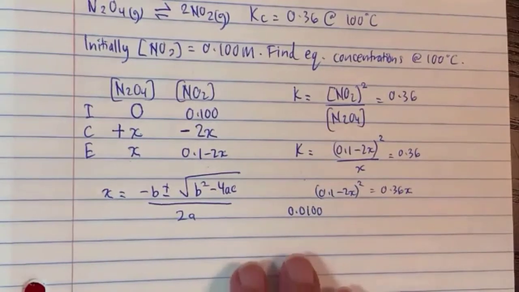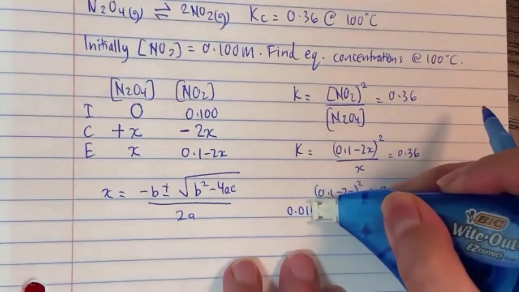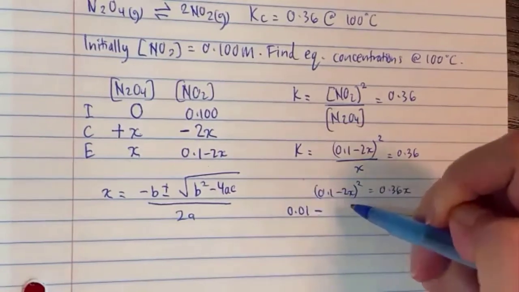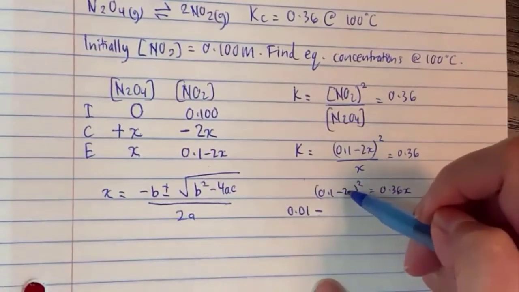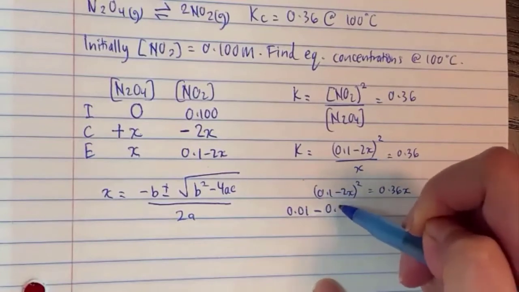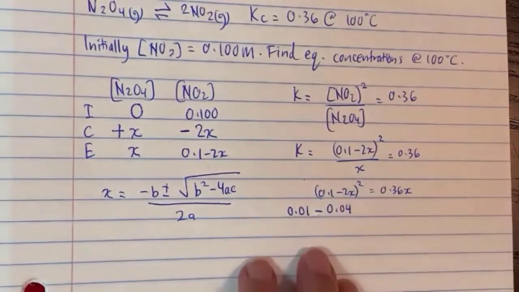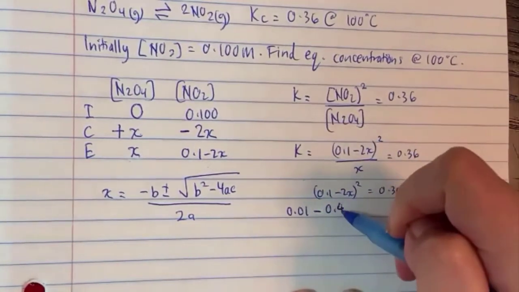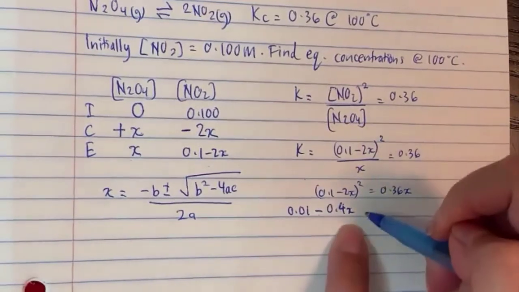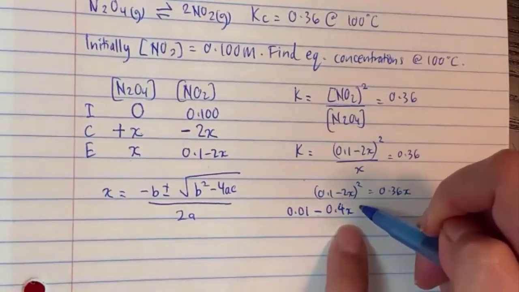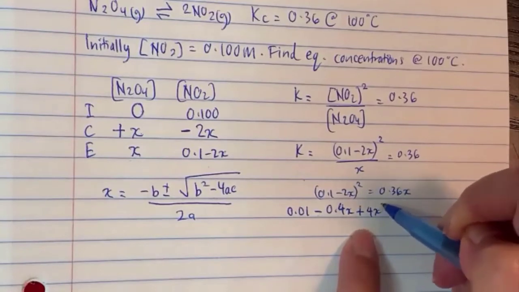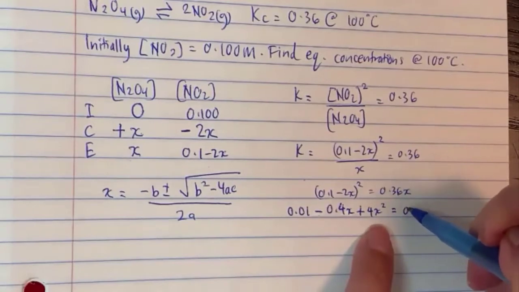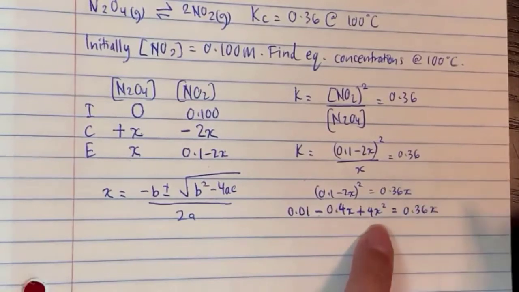I don't need the zeros. I'm going to keep the zeros off, so less numbers to write. 0.01 minus 2ab, so 0.04. It's not 0.04, it's just 0.4x. And then b squared, so it's 4x squared. Okay, when you FOIL it, that's what you should get on this side. And then I'm going to just copy down my 0.36x on this side.